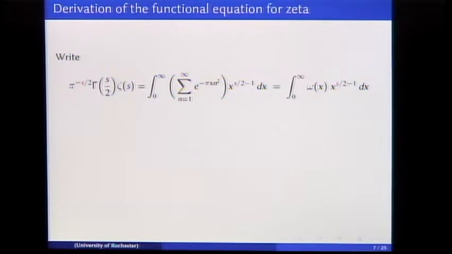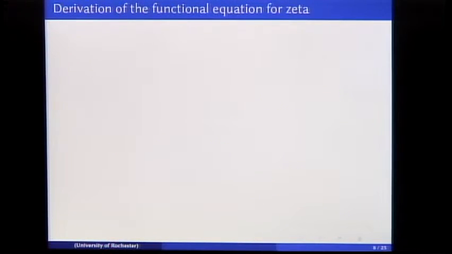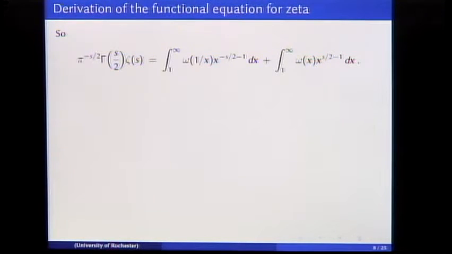Now, the theta function was this sum from minus infinity to infinity, so this is roughly half of that. Now split the sum. We should expect omega to be related to theta. For theta, we could relate values for x less than 1 and bigger than 1 by the functional equation. So let's split the integral from 0 to infinity into two pieces, 0 to 1 and 1 to infinity. In the first integral, with the functional equation for theta in mind, we replace x by 1 over x. You get this, and this is the same thing again.